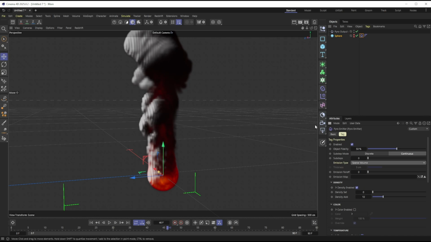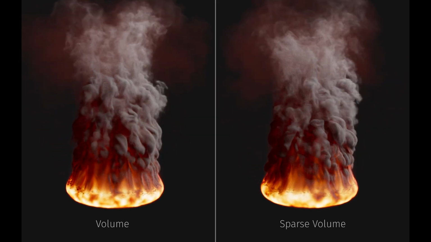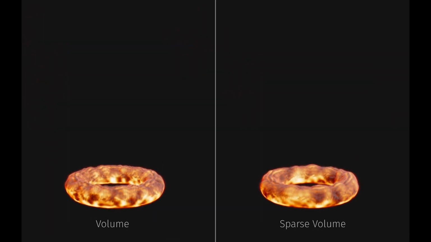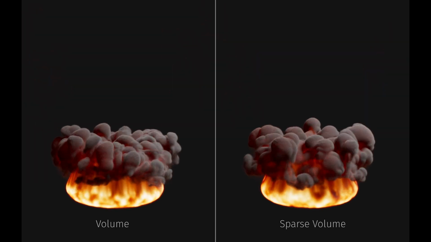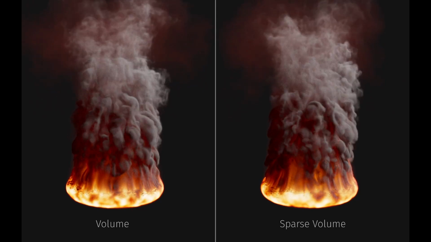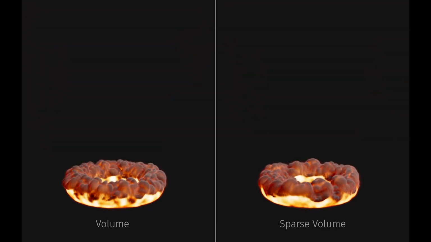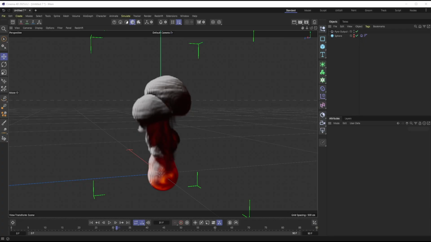I actually rendered out a test just to see what the difference is, and here it is. As you can see over here, the difference between the volume and the sparse volume is very slight. You can hardly tell the difference. So you could either leave it on sparse volume, or you could leave it on surface and switch it to sparse volume when you notice that things are starting to slow down, or if it's not giving you the look that you want.